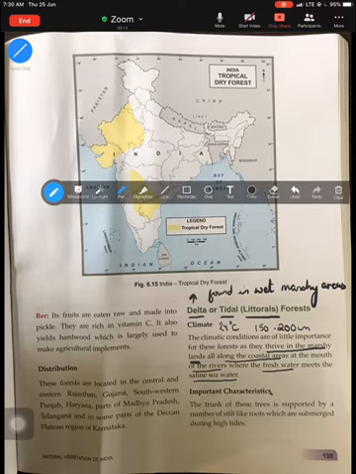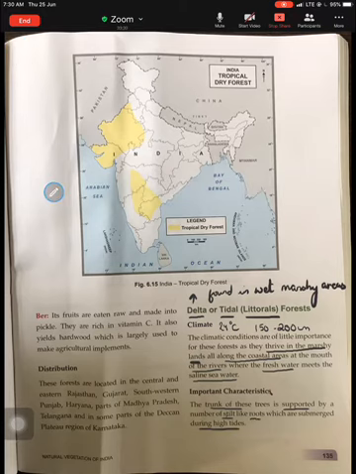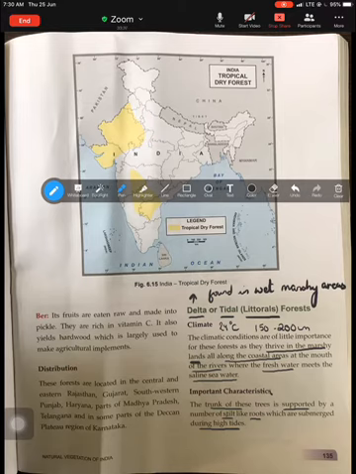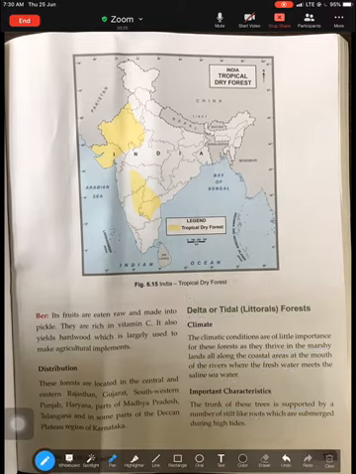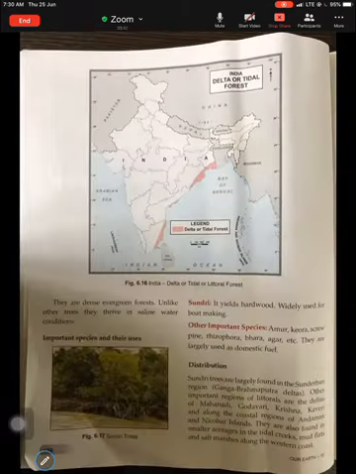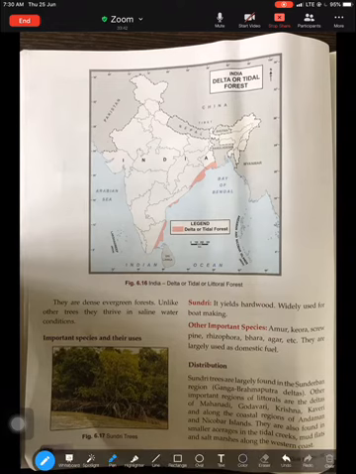The important characteristics: the trunk of these trees is supported by a number of stilts, like roots, and silt is deposited by the river. You will notice that the roots are completely submerged during high tides. They are dense and evergreen. Unlike other trees, they thrive in saline water. Salty water is very essential for their survival.